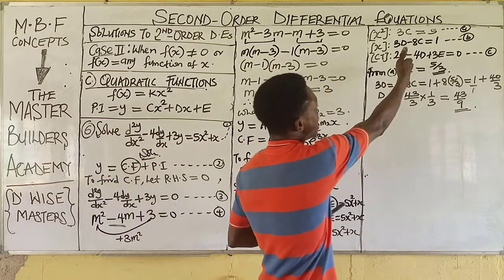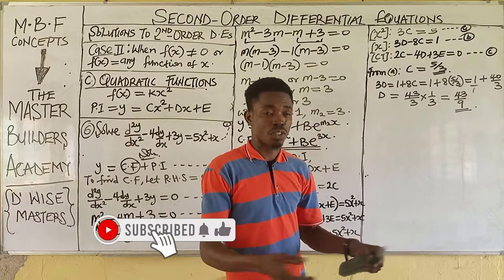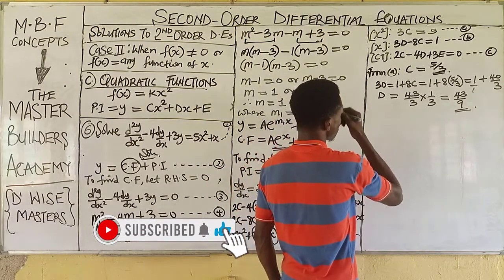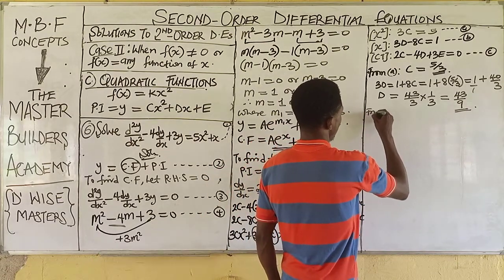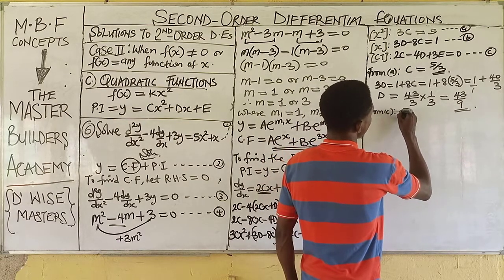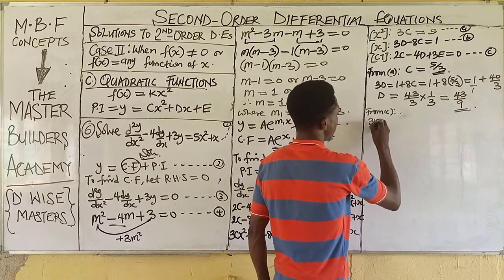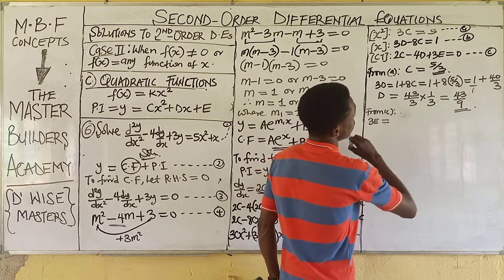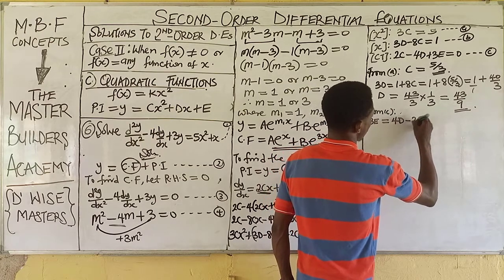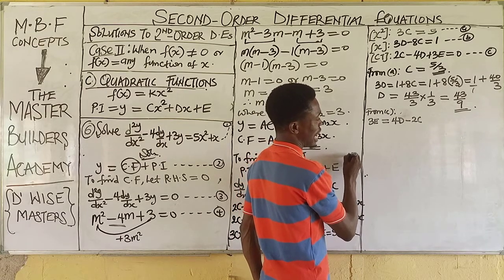Then to find E, because we have found C and D, we are left with E. Because we have 3 unknowns, we will quickly make use of equation C. So from C, we have that 3E. Okay, let's put it here. We have that 3E is equal to what? 4D minus 2C. So let's quickly substitute for D and C.